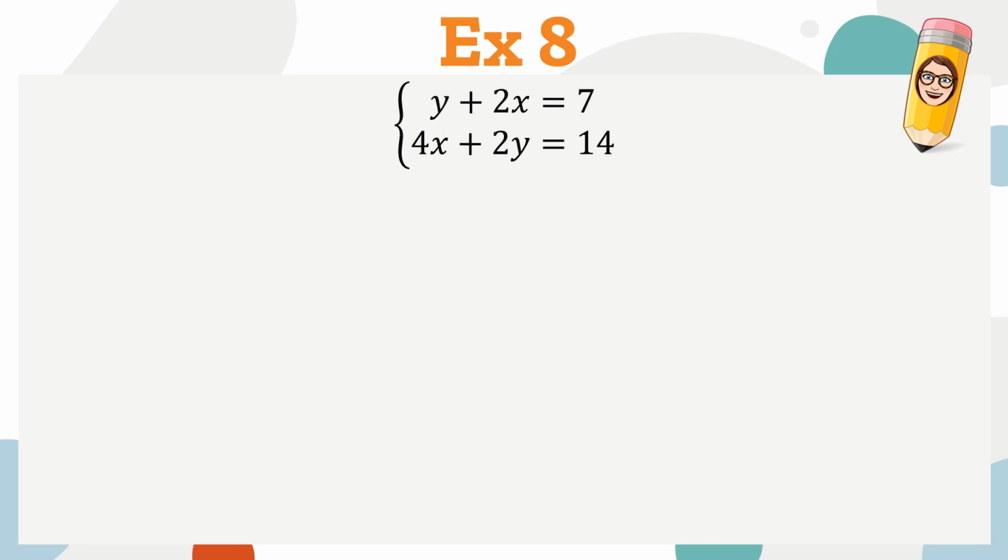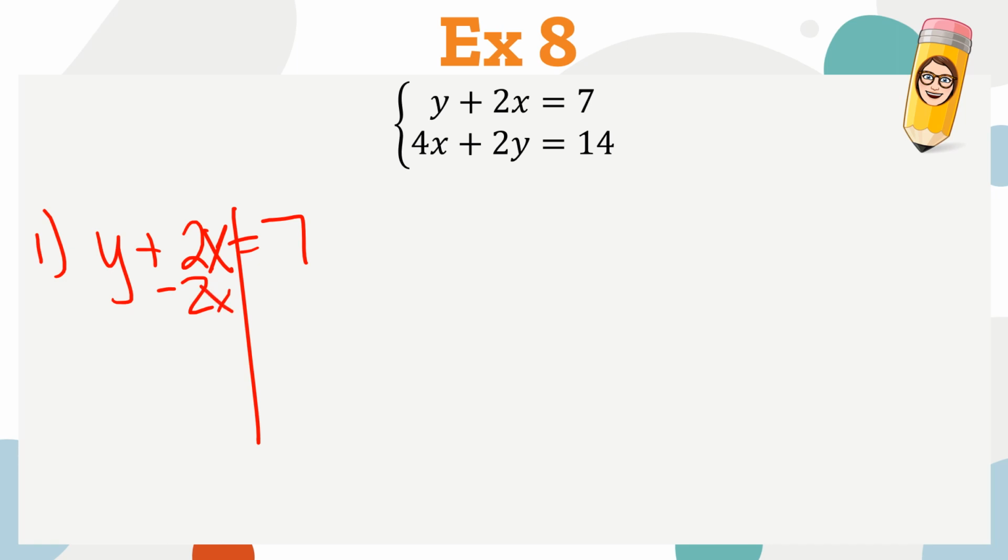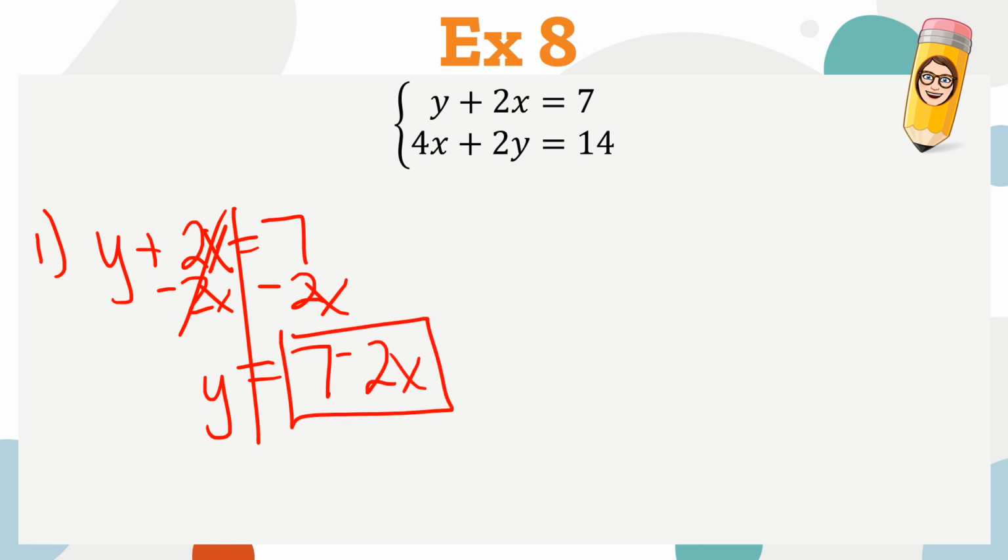Our last example. Let's take a look. I'm going to use the first equation. Look at that y. It's almost by itself. So we're going to minus 2x to the other side. That gets us y equals 7 minus 2x. Perfect. There's my box.